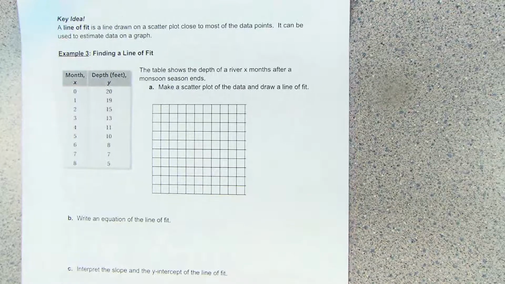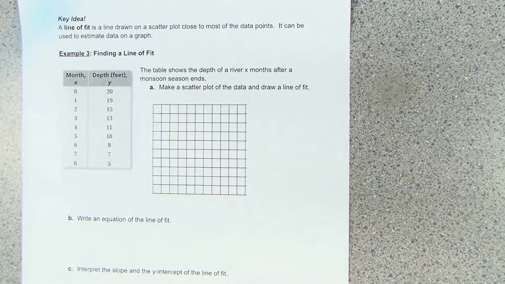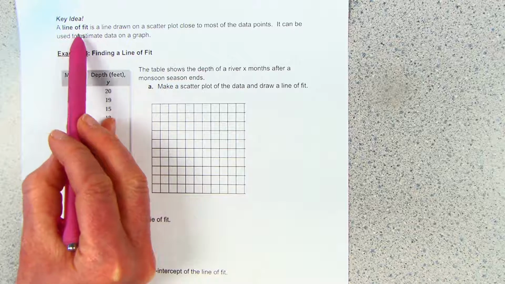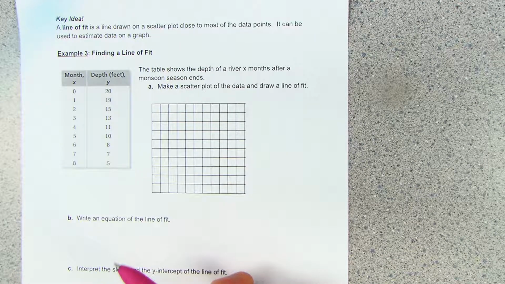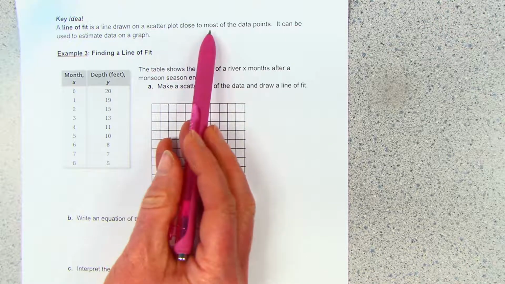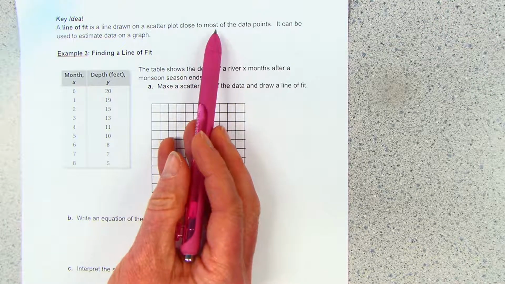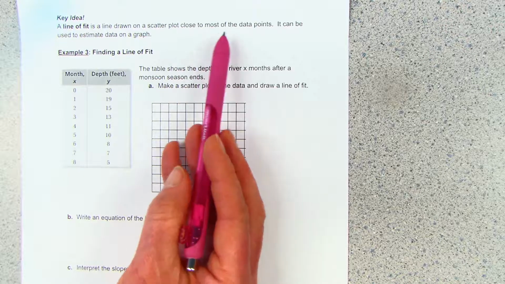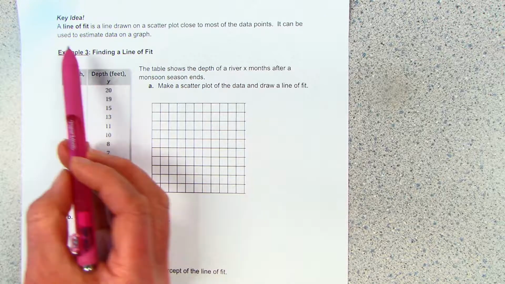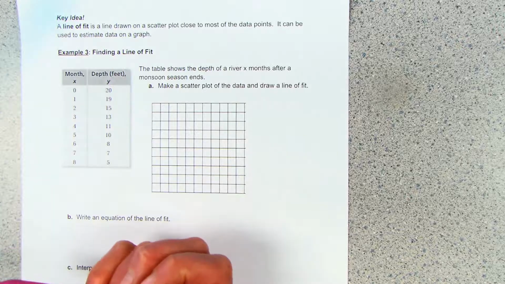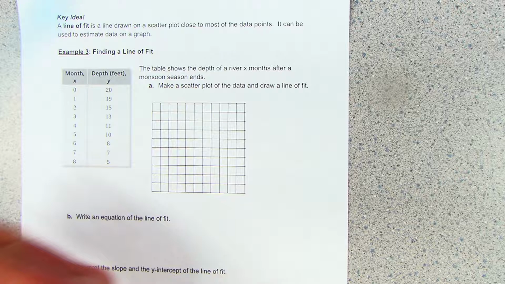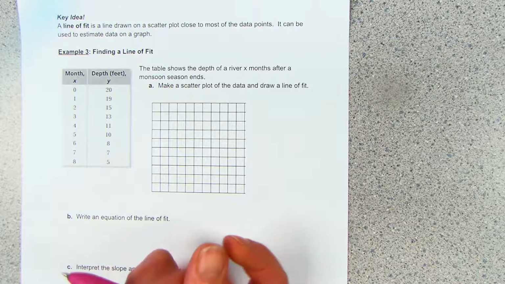Okay, and then we move into the next set. The next key idea is about a line of fit. A line of fit is a line drawn on the scatter plot. You try to get it close to most of the data points. So there's a little bit of kind of guess and check to kind of fit the most data. And it can be used to estimate data on a graph. So once you have a line of fit, then you can use it to predict or to estimate.